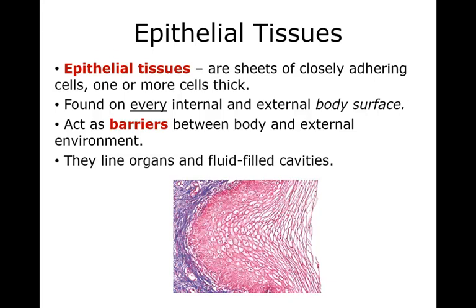In the second section of Chapter 4, we're going to begin looking at the first type of primary tissues. So we're going to begin looking at the epithelial tissues. Now, to begin with, we have already mentioned in the last section that epithelial tissues are sheets of closely adhering cells, typically one or more cells thick. They are found on every internal and every external body surface. So a good thing to remember about epithelial tissues is that they're linings. They either line internal cavities or they're lining external surfaces.